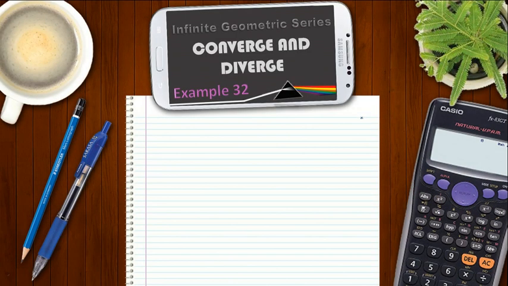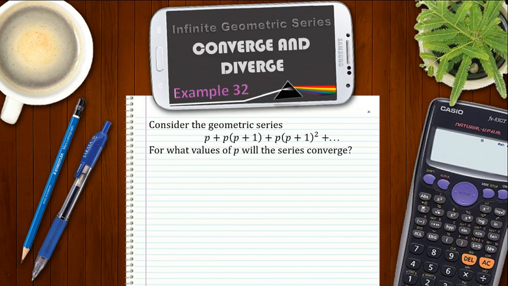Okay, so for example 32, the type of questions that we can expect when it comes to converging and diverging are as follows. It says, consider the geometric series p plus p times (p plus 1) plus p times (p plus 1) squared. For what values of p will the series converge? Now, the moment you see this word converge, immediately write down the restriction as -1 is less than r is less than 1. Because this is what you use to test if the series converges.